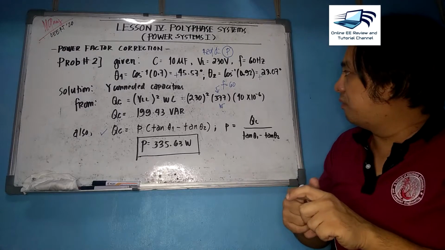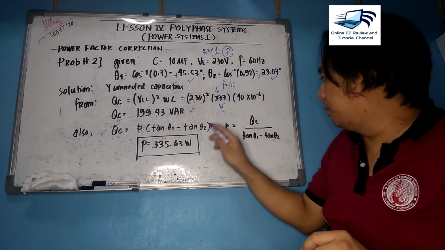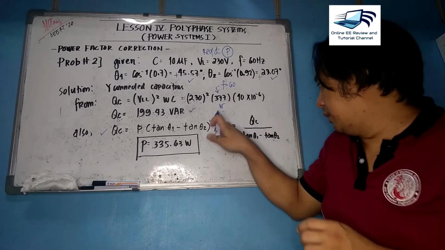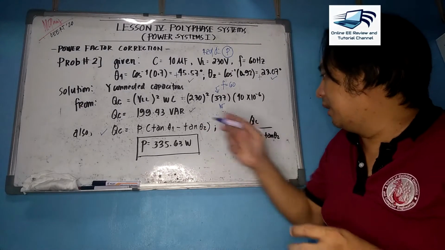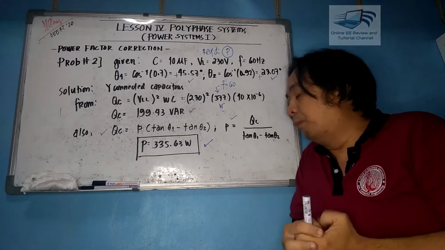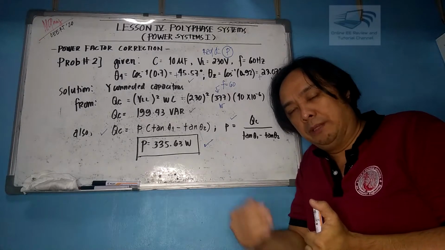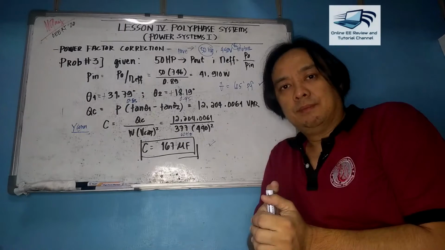Just substitute all of the values of QC, theta 1 and theta 2 on this equation, and thus the answer for real power is 335.63 watts. Now we can move forward to the next problem.